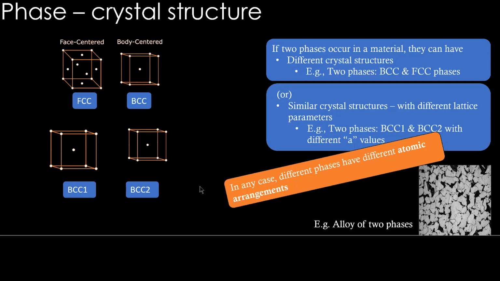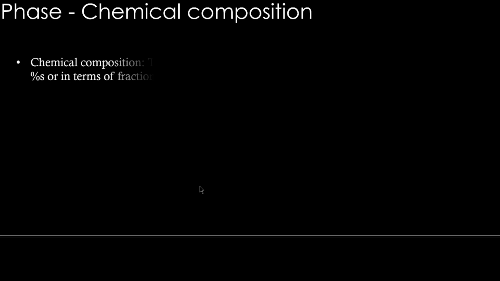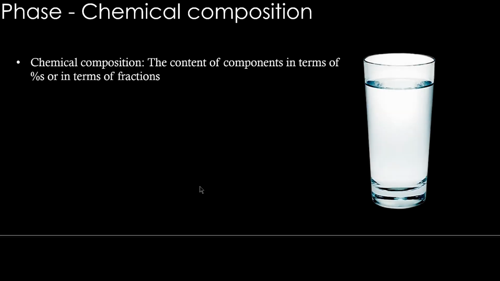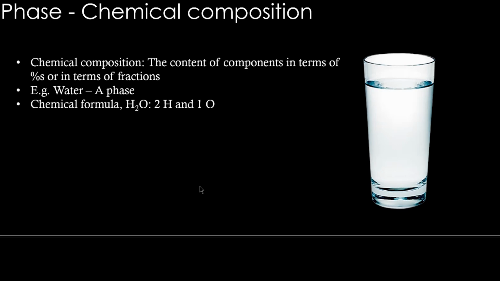We said there is one more idea which is important to understand phases, that is chemical composition. Let us look at that. Chemical composition is the content of components in a material in terms of percentages or in terms of fractions. Let us consider water again. It's a phase. The chemical formula is H2O, which says that there are 2 hydrogen and 1 oxygen atoms to form this molecule. The components here are hydrogen and oxygen. The material is made up of these 2 components.